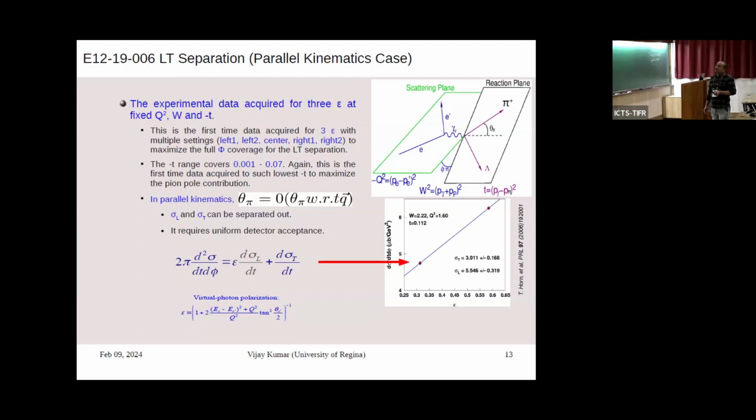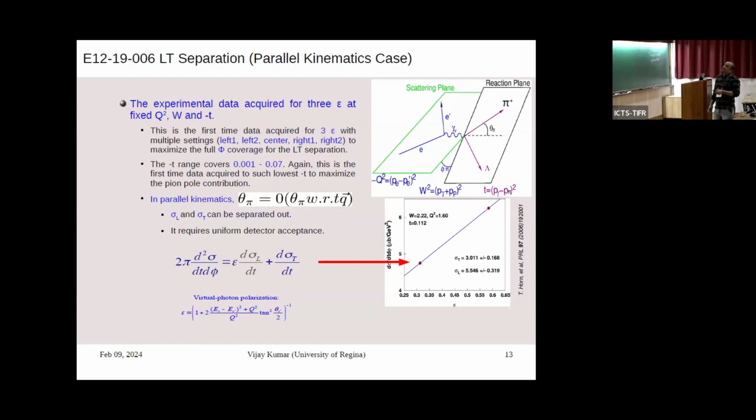So in the parallel kinematic case, the major pions are in the direction of the virtual photon. So here we set the super HMS in that direction. So in this case, the Rosenbluth separation technique gets this simple form. And here we can separate the longitudinal and transverse cross sections by measuring the cross section at 2 values of epsilon or 3 values of epsilon and fitting like this. So this is a previous measurement at JLab they conducted for this setting.